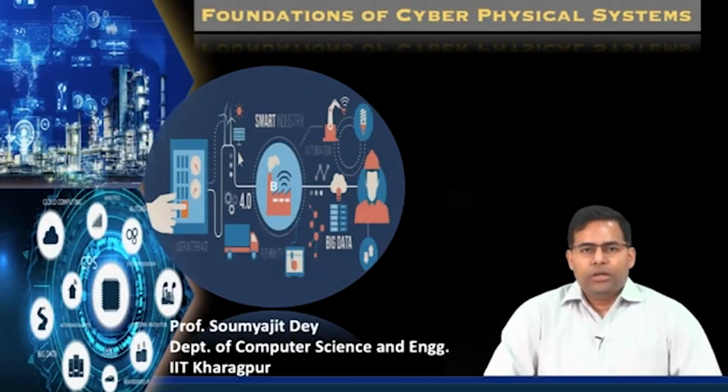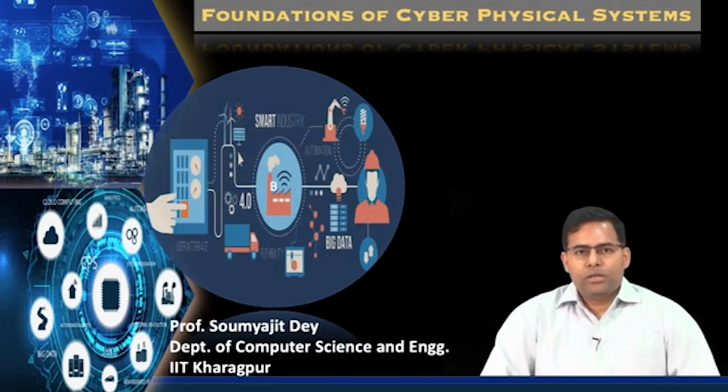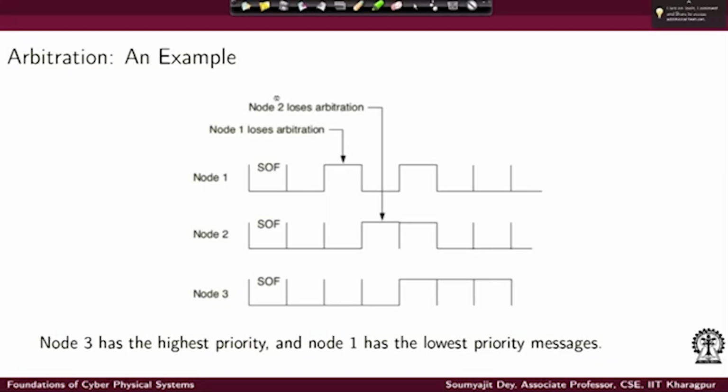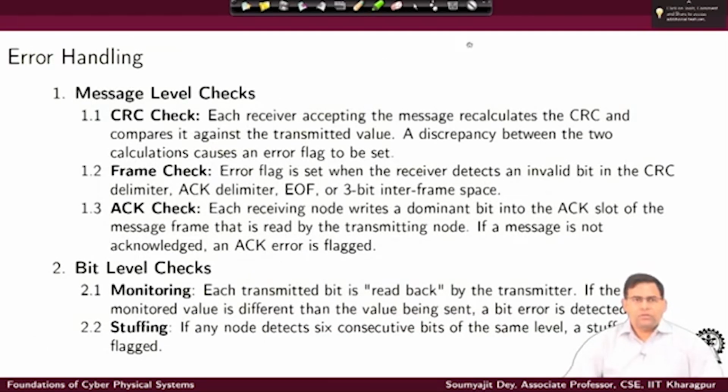Welcome back to the lecture series on Foundations of Cyber Physical Systems. So, if you remember in the previous lecture, we discussed the arbitration scheme that we have in CAN. With that, we will now move to some other properties. For example, what are the different error handling schemes that you have in CAN? There are several checks.